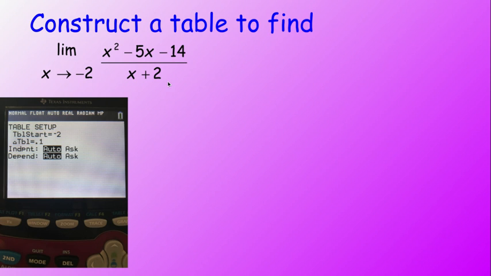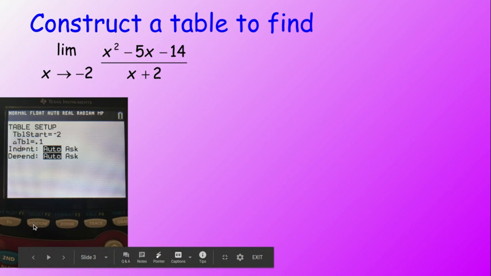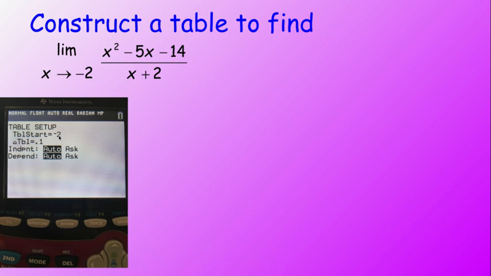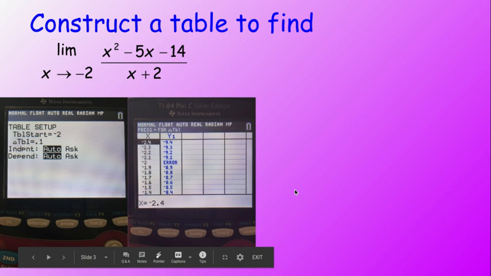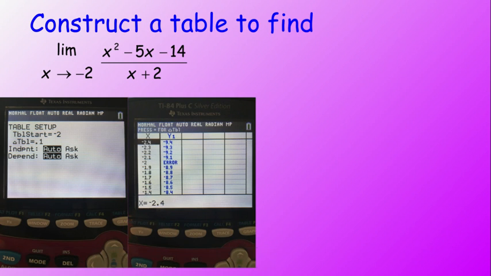To set up your table, you hit second window, because right above that it says table set. We're going to start our table at negative 2 because that's the value we're trying to find the limit at. And then delta table, I'm going to put it at 0.1. We want it to be small, not too small, but just to see what's happening close to negative 2. Then we're going to go to our table. You have to hit the second graph button, right where it says table. We're going to see this, and then you're going to want to scroll up a little bit so that you can see the values that occur around negative 2.